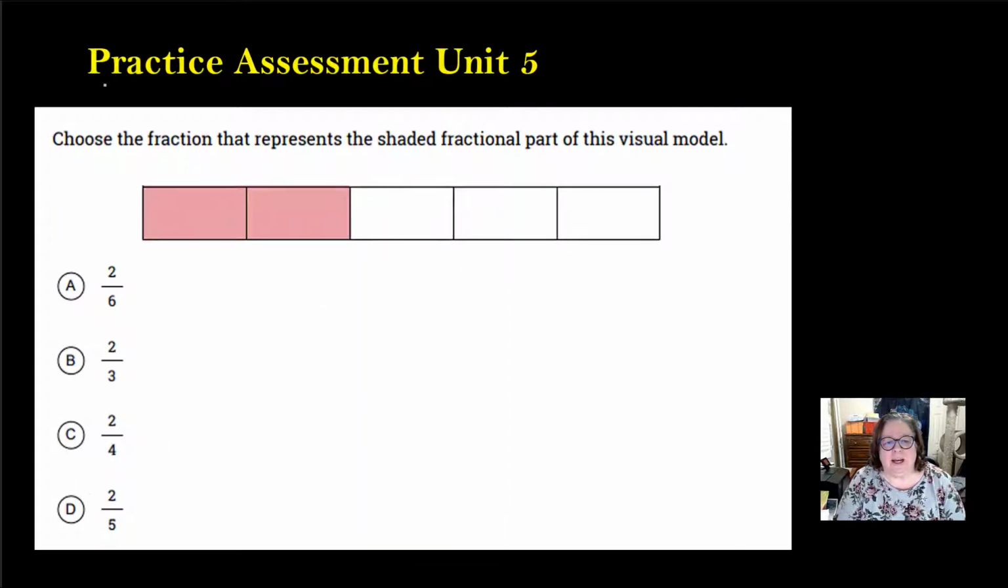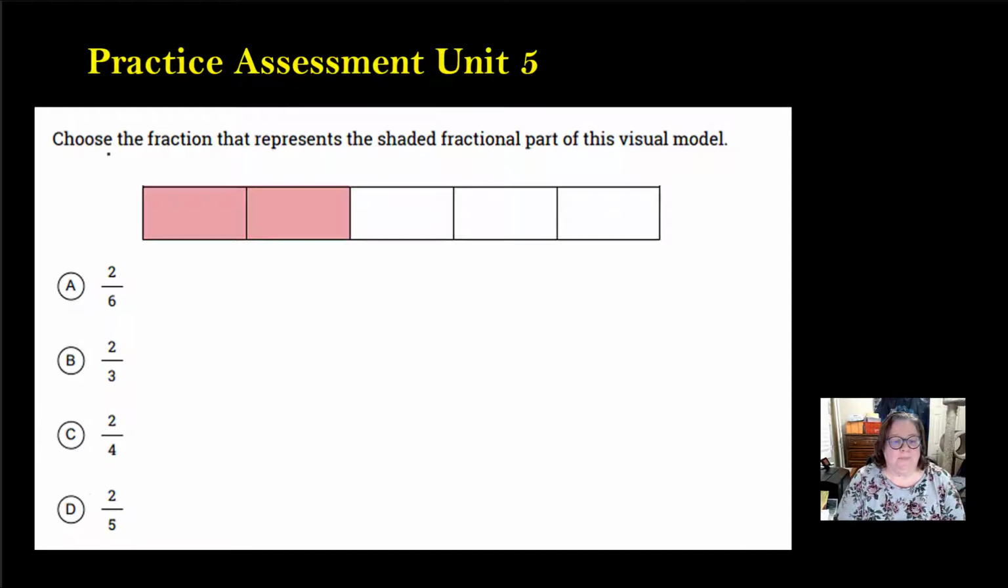Today we're looking at a practice assessment for Unit 5. This is for 3rd grade math at Skycrest, but you'll find that lots of schools have similar curriculum, and fractions are fractions wherever you go. So let's start this, and at any time pause the video. In fact, I encourage you to pause the video on every single problem, try to solve it yourself, and then use the video to check your answers or to deepen your understanding.